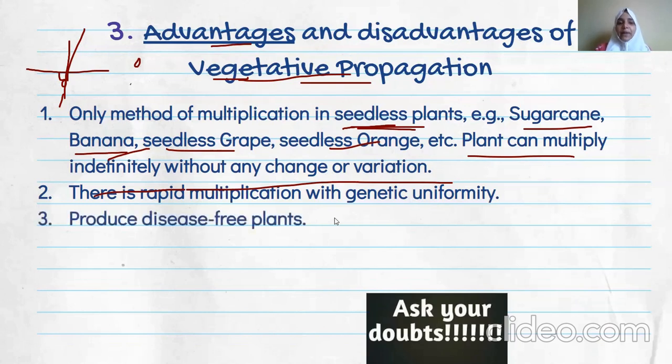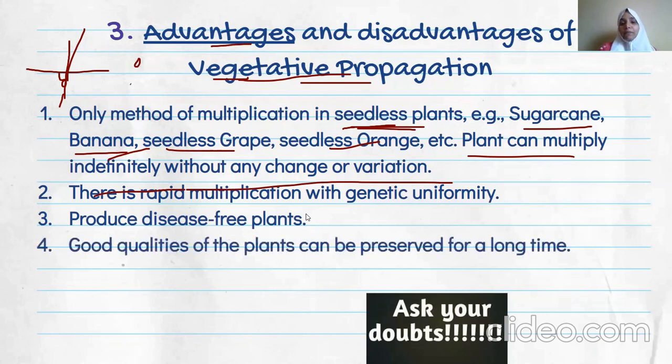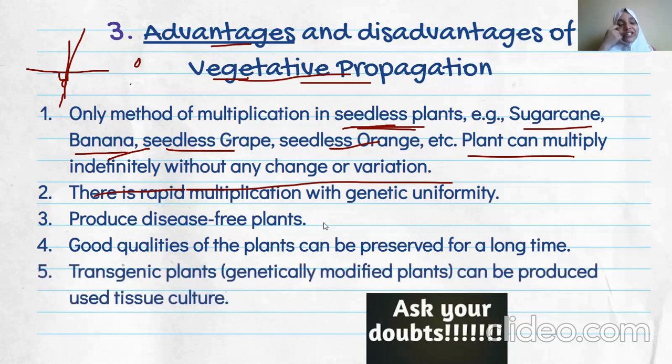Rapid multiplication will happen. It helps in producing disease-free plants because the purity of the genes is maintained in this particular process. Okay, good quality plants can be preserved for a longer period of time. Because there are artificial methods also, so you can develop good qualities of plants and you can preserve them for a longer period of time. Also, I told you, if we talk about artificial vegetative reproduction, then you can grow plants according to your desires and needs. We call them transgenic plants.